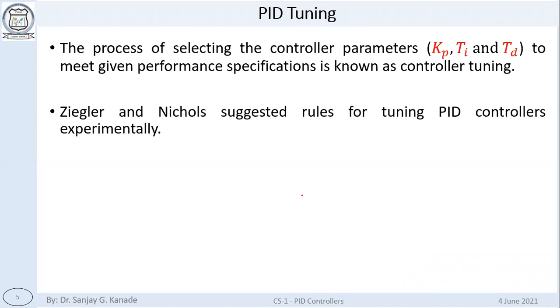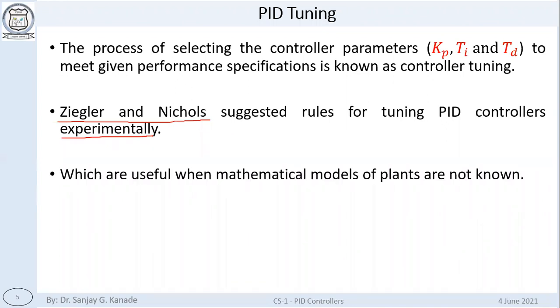Now, the processes for PID tuning that we are going to study are proposed by Ziegler-Nichols. These are two scientists, Ziegler and Nichols. These two scientists have suggested rules for tuning of PID controllers experimentally. Remember, they have done a lot of empirical experiments and found out certain relationships which can be used for the PID controller design, or for finding out the PID controller parameters. Okay.